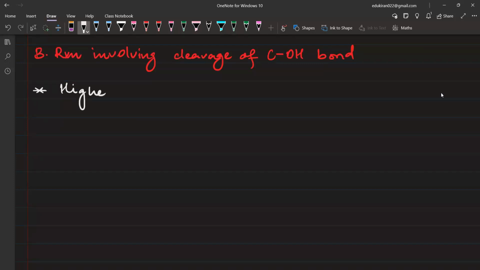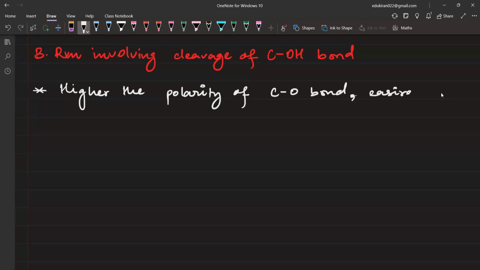और जितना ज्यादा पोलैरिटी होगा उतना आसानी से ब्रेक कर देंगे, तो उसी को लिख दीजिए: higher the polarity of carbon oxygen bond, easier it is to break the bond. और जितनी आसानी से ब्रेक हो जाएगा उतनी ही आसानी से reaction होगा, and the rate of reaction will be faster.